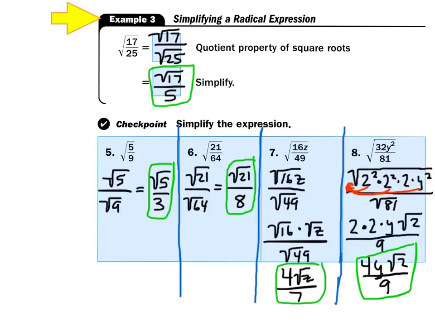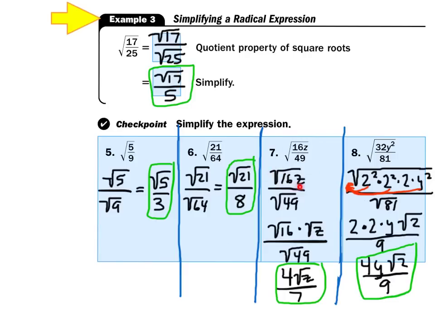Okay, take a look at number 5. So I have the square root of 5 ninths. And so it's the square root of 5 over the square root of 9. Well, the square root of 5 I can't simplify, but the square root of 9 is just 3. So it's radical 5 over 3. Take a look at 6. I have the square root of 21 over 64. So I put the square root of 21 on top over the square root of 64 on the bottom. Well, the square root of 21 I can't simplify, but the square root of 64 is just 8, so I put it over 8.